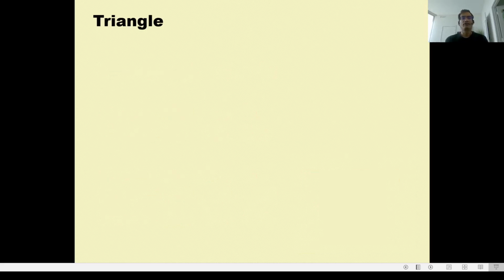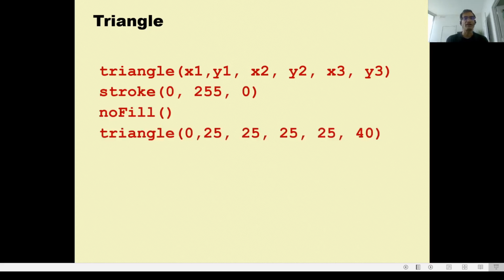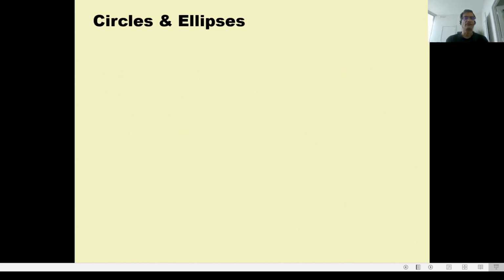Okay, if you notice here, this was a triangle. We could have done it more easily by taking a triangle with x1, y1, x2, y2, x3, y3, right? So I'm going to take a green pen. This time I don't want my triangle to be filled, and I'm just saying draw a triangle from 0, 25, 25, 25 to 25, 50. And it will go from 0, 25, 25, 25, 25, 40, and this is the triangle it draws. Okay. That was it about triangles. So you can play around with that.